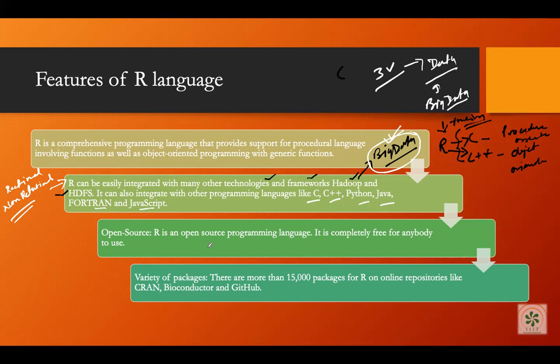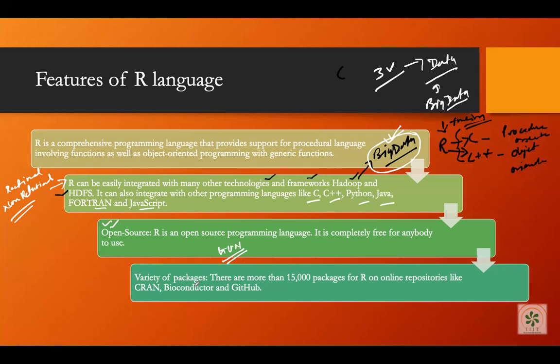Next feature of R, we can say, is open source. That is known by everybody, right? It is an open source. It is a free software. So R is an open source programming language. It is completely free for anybody to use. It is under the GNU project right now. GNU is the free operating system we have, and it is under that.